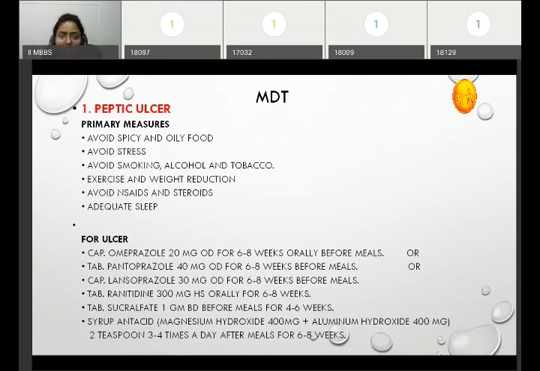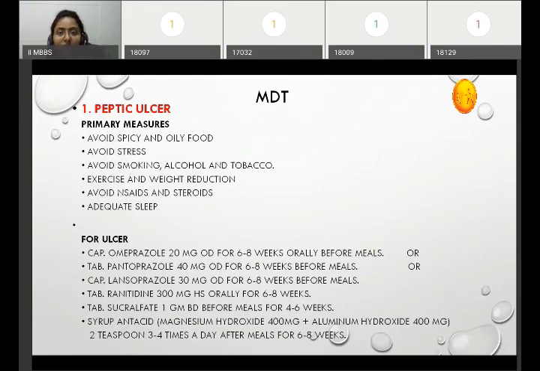Then what is the drug treatment? Now coming to the drug treatment for ulcer, as we have seen previously, you have to write first the proton pump inhibitors. Anyone you can write: capsule omeprazole or pantoprazole or lansoprazole. Then you have to add a second group of drug, that is H2 blockers. Example, tablet ranitidine, ulcer healing dose 300 milligram taken at bedtime for 6 to 8 weeks or 8 to 12 weeks. Then you have to add another group of drugs, ulcer protectives like sucralfate, given 1 gram BD before meals for 4 to 6 weeks.